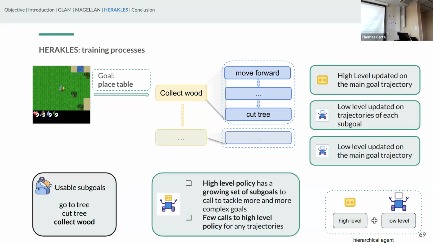What we can see here is that the high-level policy has a growing set of sub-goals at its disposal, such that it can tackle more and more complex goals. And the high-level policy is only called a few times because the sub-goal space is always adapted to the difficulty of the goal. So you don't need a lot of sub-goals to reach the new goals you are tackling.